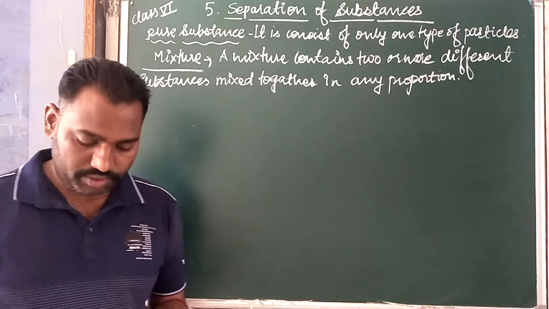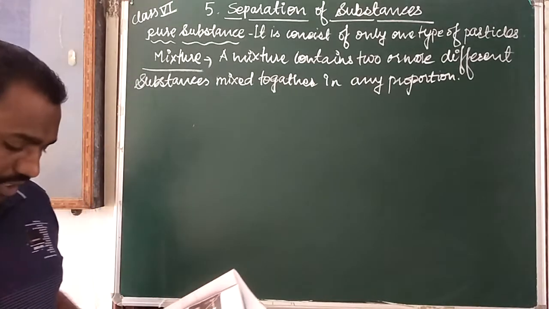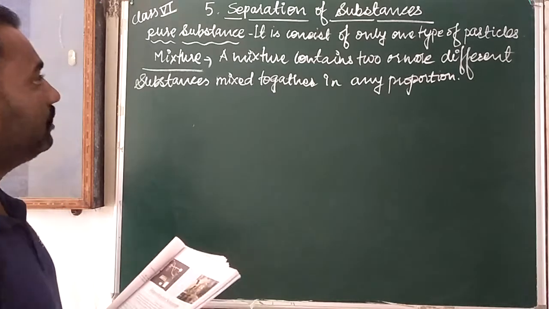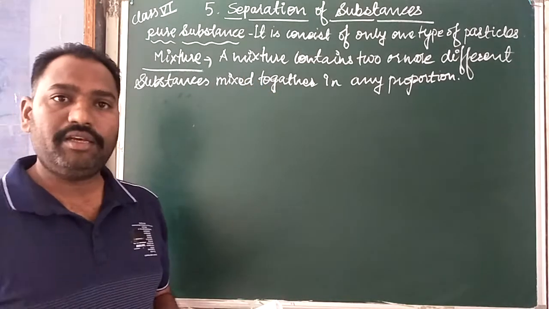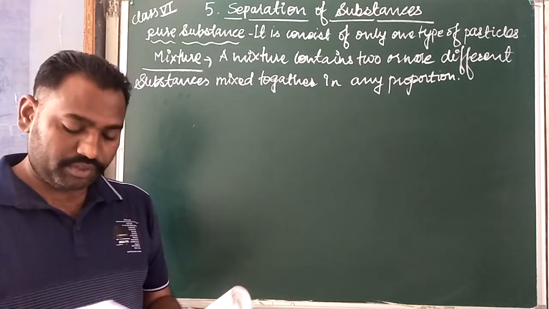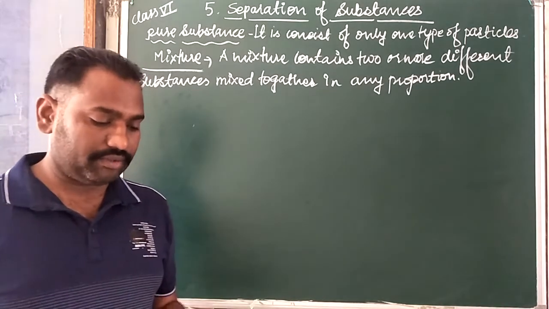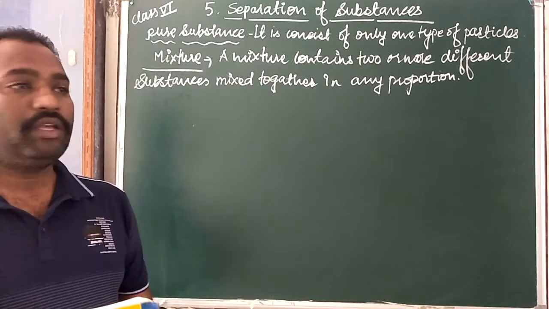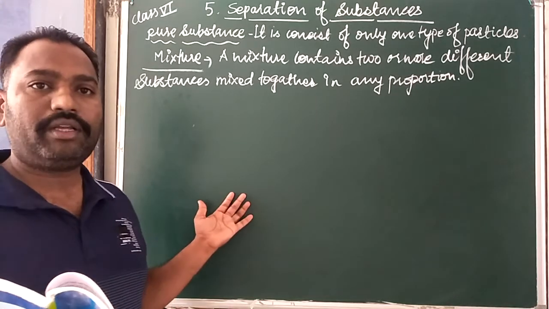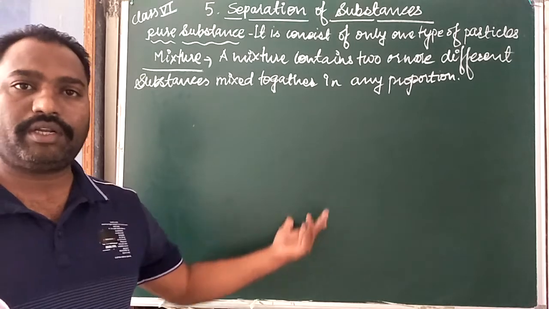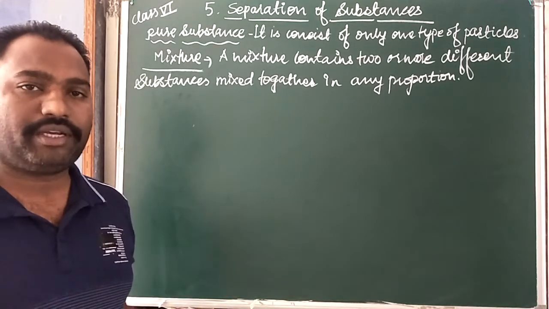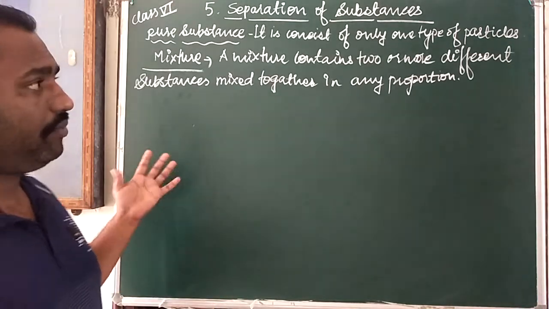Sorry for the interruption. Let's begin again with the mixture. A mixture contains two or more different substances mixed together in any proportion. The proportion can be anything. For example, for making tea, you can take 30 ml of water, or 60 ml of water, and milk also. So this is for any proportion.